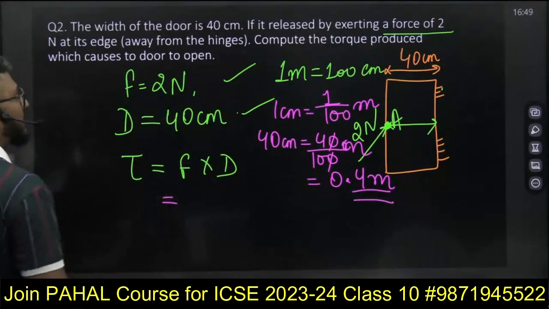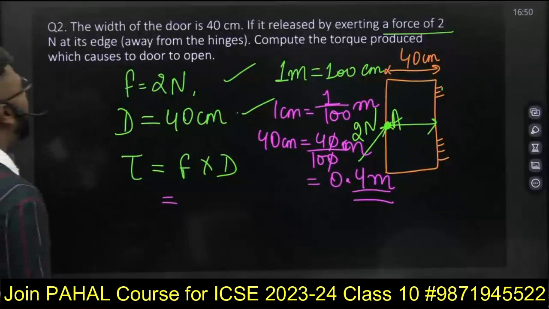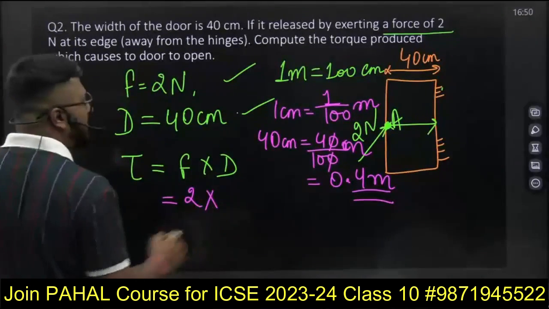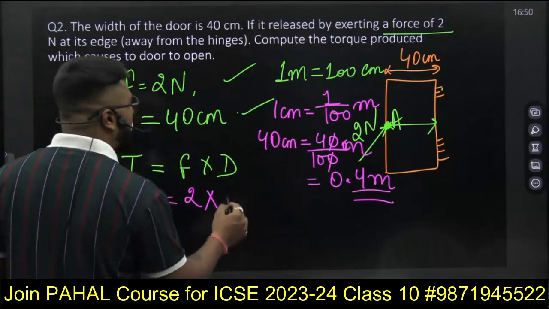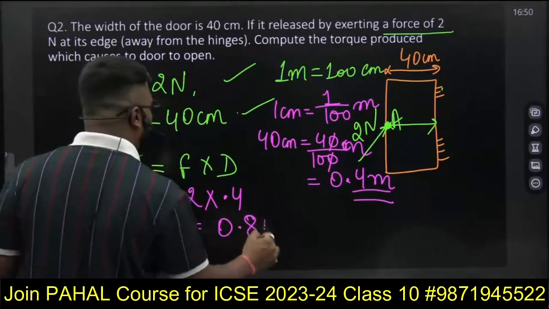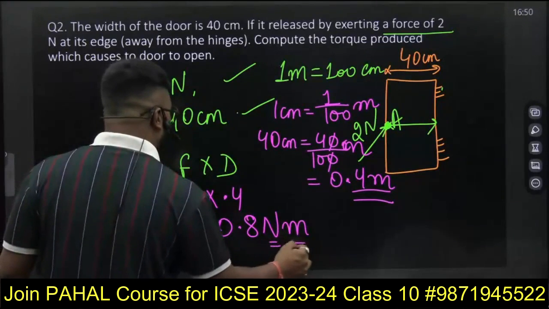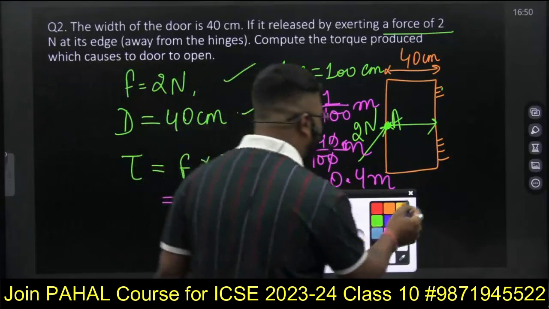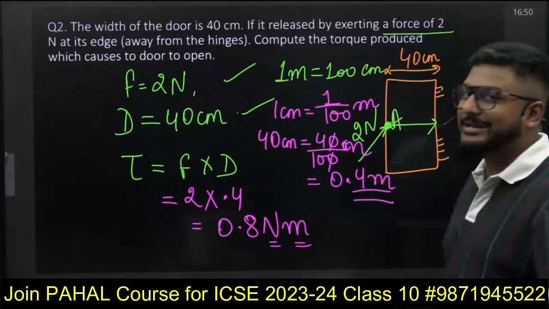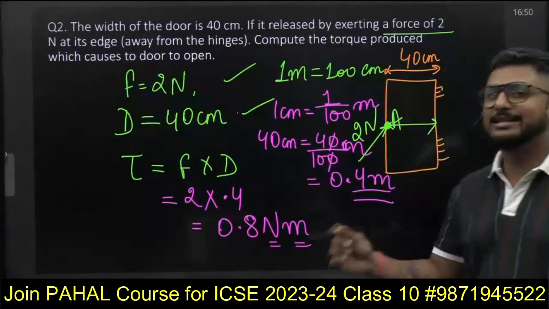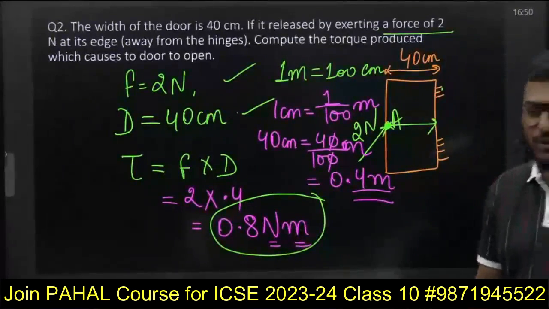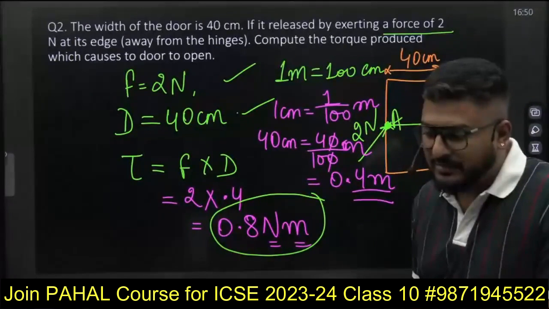So let's find out the torque produced which causes the door to open. This will be equal to the force, which is 2 Newton, multiplied by the distance. Distance is 0.4. So this is equal to 0.8 Newton meter. And it is very important to write the units of the answer. If you miss the units, then marks will be deducted in the ICSE board examination. So it is very important to give your answers along with the unit, right? So 0.8 Newton meter is the correct answer.